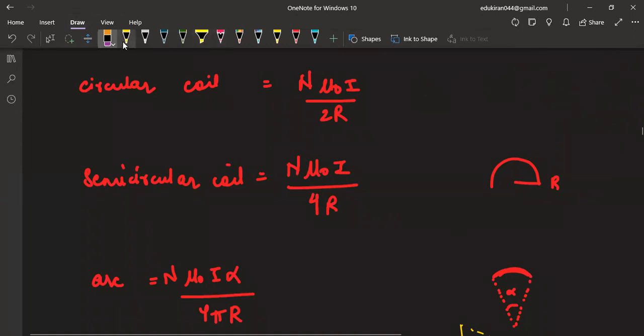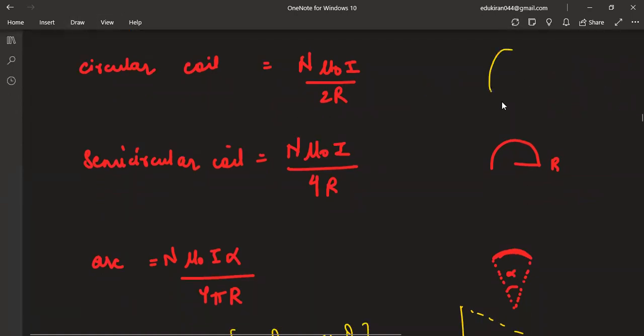So at the center of a circle, you will have mu naught I by 2r, times n for n number of turns. Similarly, for a semicircular coil, just half it: n mu naught I by 4r. If n is 1, meaning a single turn is there, it is mu naught I by 4r.